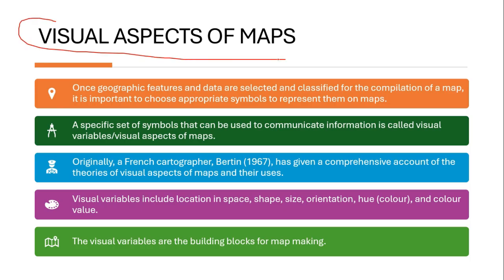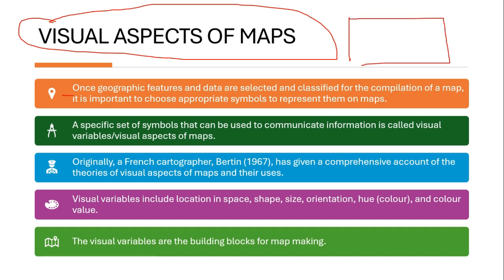Then we will talk about some visual aspects of maps, like how a map should be visibly represented. Once the geographic features and data are selected and classified for the compilation of a map, it is important to choose appropriate symbols to represent them on the map. So a set of symbols that can be used to communicate information is called visual variables or visual aspects of a map. The French cartographer Bertin in 1967 gave a comprehensive account of the theories of visual aspects, types of map and their uses. So visual variables include location in space, shape, size, orientation, hue and color value. And visual variables are the building blocks for map making.